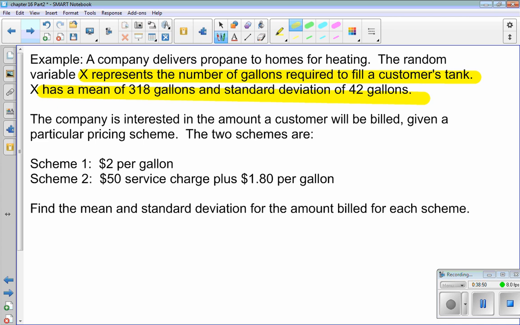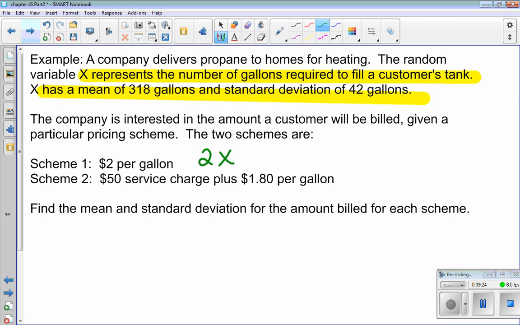I can just charge by the gallon, $2 a gallon. However many gallons I put in your tank, that's how much you pay me. If that's the case, how do I define scheme 1's random variable in terms of x? Is it x plus x? Is it x plus 2? What is it? 2x, 2 times x. We're basically charging per gallon. 2 times x would be the way we define that variable. Good job.